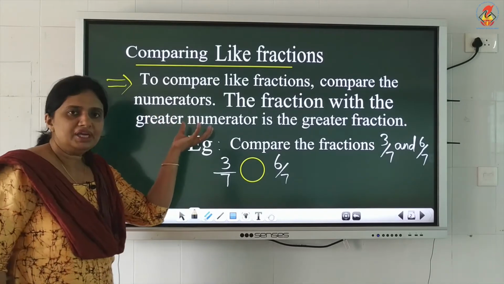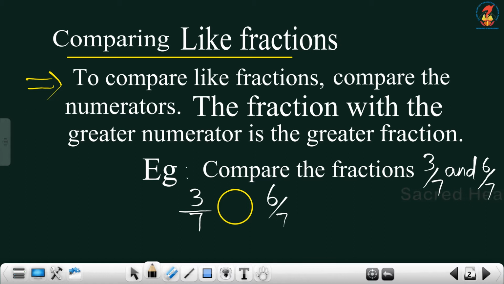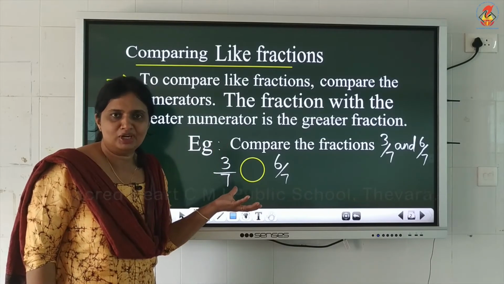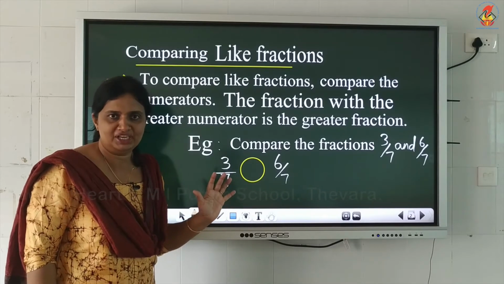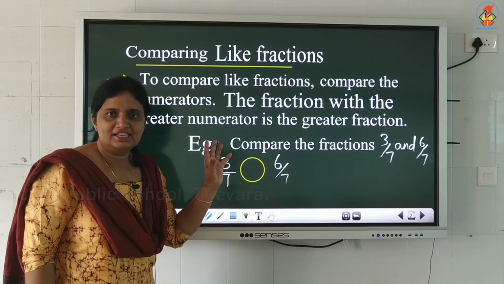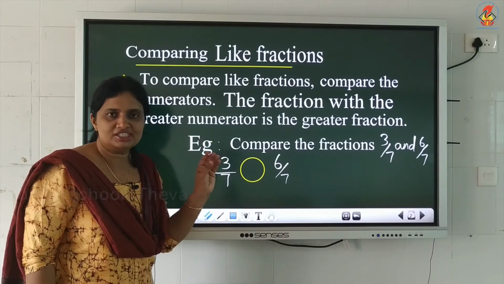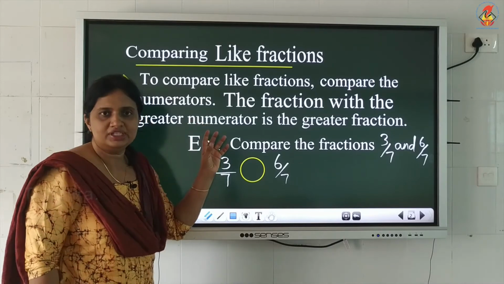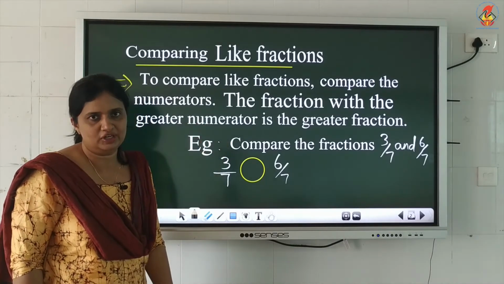To compare the like fractions, compare the numerators. The fraction with the greater numerator is the greatest fraction. For like fractions, all the denominators are the same, so we don't need to worry about denominators. We need to compare what only? Numerators. The fraction with the greater numerator is the greatest fraction, right?